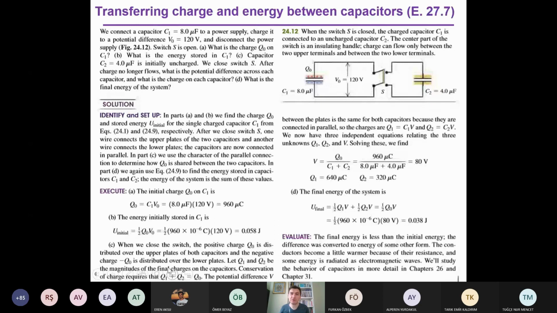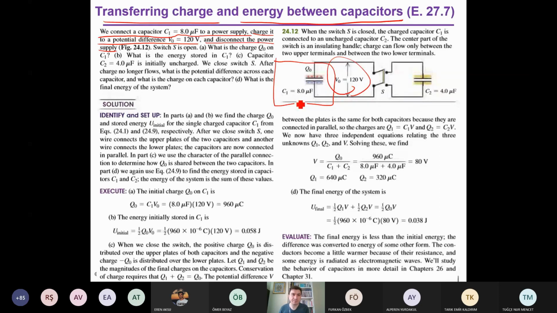Let me continue with example 27.7 from the book, Transferring Charge and Energy Between Capacitors. We connect a capacitor C1, 8 microfarad, to a power supply. Here we have a capacitor, and we connect this one to a power supply and charge it to a potential difference V0, 120 volt, and disconnect the power supply. Okay, then the potential difference is 120 volt between the plates of the capacitor, and the capacitance of the capacitor is given. Then we can calculate the charge stored on the capacitor. We can also calculate the energy stored in the capacitor.